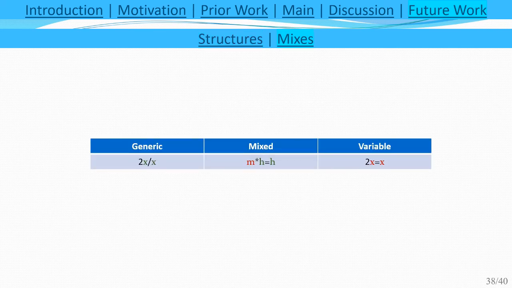We have two different kinds of problems. The first is simplifying expressions, like 2x over x. The second is solving equations, like 2x equals x. We use two different semantic primitives, generic and variable, both use the syntax x, to solve those two kinds of problems. What about mixed semantics?